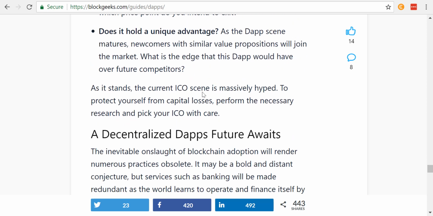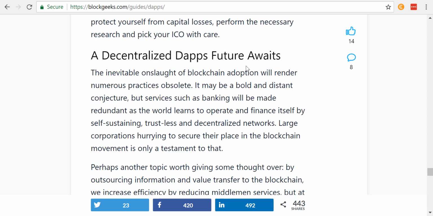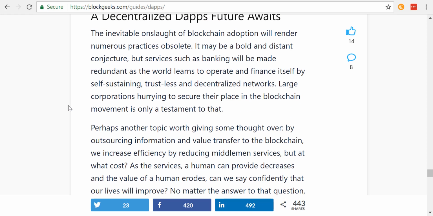As it stands, the current ICO scene is massively hyped. To protect yourself from capital losses, perform the necessary research and pick your ICO with care. A decentralized Dapp future awaits. The inevitable onslaught of blockchain adoption will render numerous practices obsolete. It may be bold and distant conjecture, but services such as banking will be made redundant as the world learns to operate and finance itself by self-sustaining, trustless, decentralized networks.